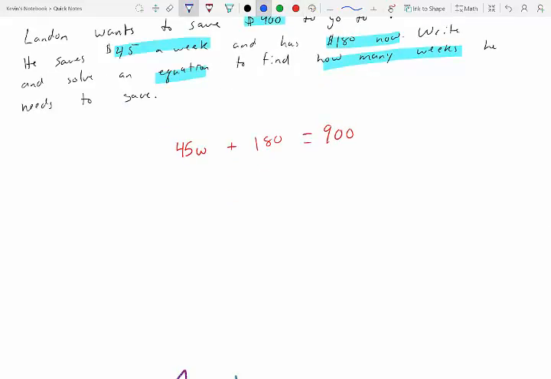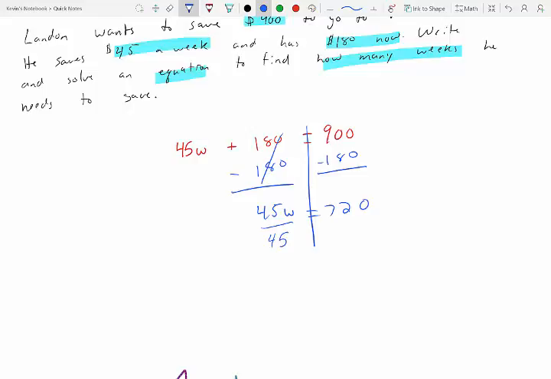Okay, so if I solve it just like the problems before, I draw my line down. I have plus 180, so I need to reverse that and say minus 180. Minus 180. That's gone. I'm left with 45 weeks. And then this is 720. If I reverse multiplication now, I'm going to divide by 45. Then I'm going to divide on both sides by 45. I'm left with w equals 16. And now I need to make sure I answer my question. What was I looking for? I was looking for how many weeks. So w equals 16 weeks. And there's my final answer.